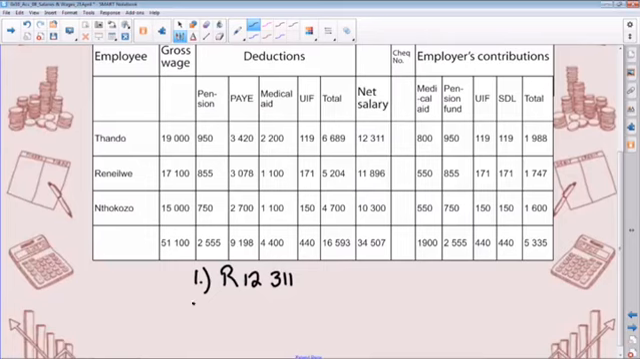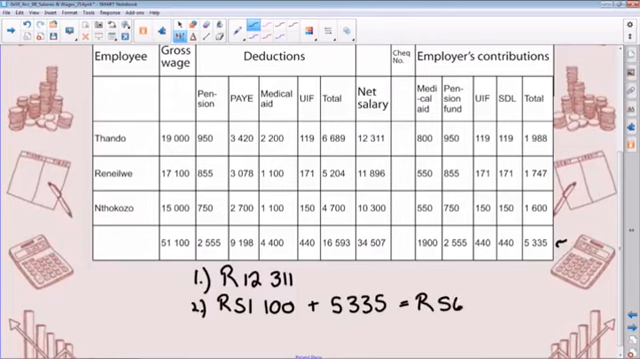Now, number two, I asked, what is the full expense to employ all the salary earners? Now, the full expense will be your gross salary, which would be 51,100. But now we need to remember that all the contributions, your total contributions, and this is the amount here, the 5,335, that will also be forming part of the expense for the company to employ these three salary earners. And then your total will be 56,435. And I know, guys, that you got both right, but now, very, very important work.